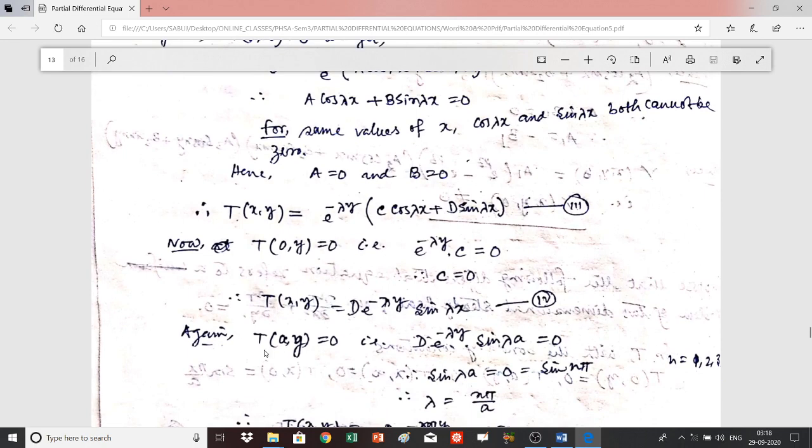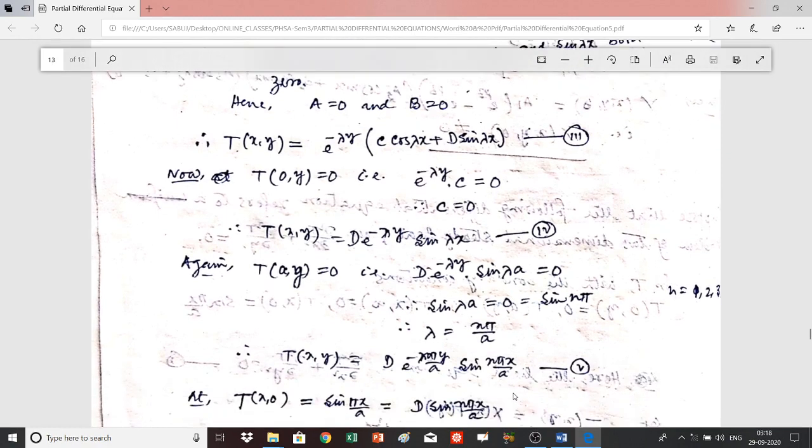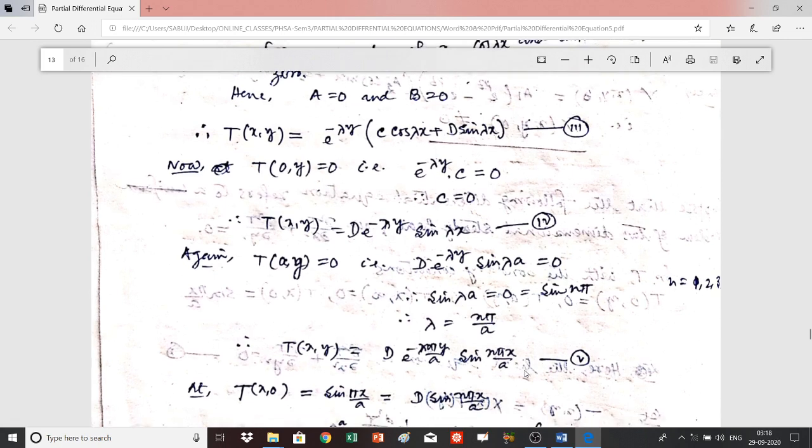And another condition, that is T(a,y) is equal to 0. If you use this in this expression, then that will give you D e to the minus lambda y sine lambda a is equal to 0, and from here lambda is equal to n pi by a. And use this in this expression number 4. T(x,y) is equal to D e to the minus n pi y by a sine n pi x by a. This is the solution.